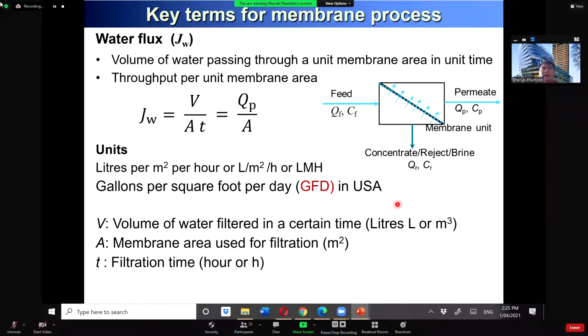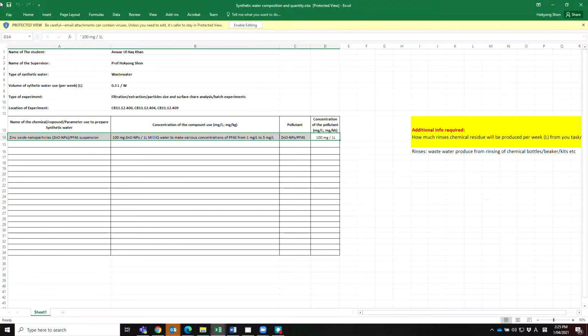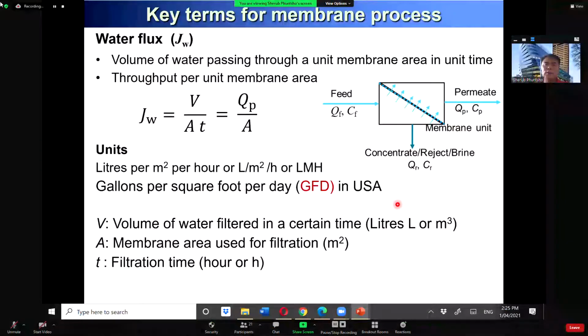So water flux is one of the important parameters that we usually use for membrane process. It basically measures the amount of water that you get as permeate per meter square. So if you have 1 square meter of membrane area, and you apply a certain pressure, and you get, say, for example, 10 liters of pure water, then the flux is 10 liters of water per meter square of membrane area per hour, 1 hour. So this is what we call a flux.